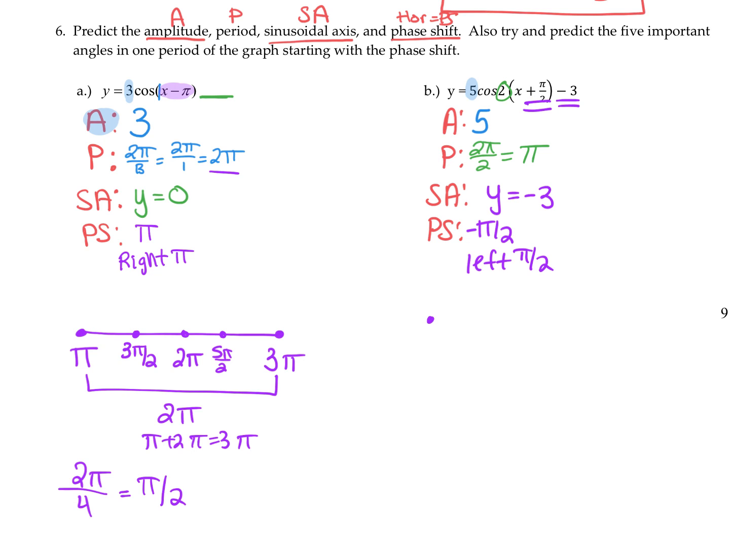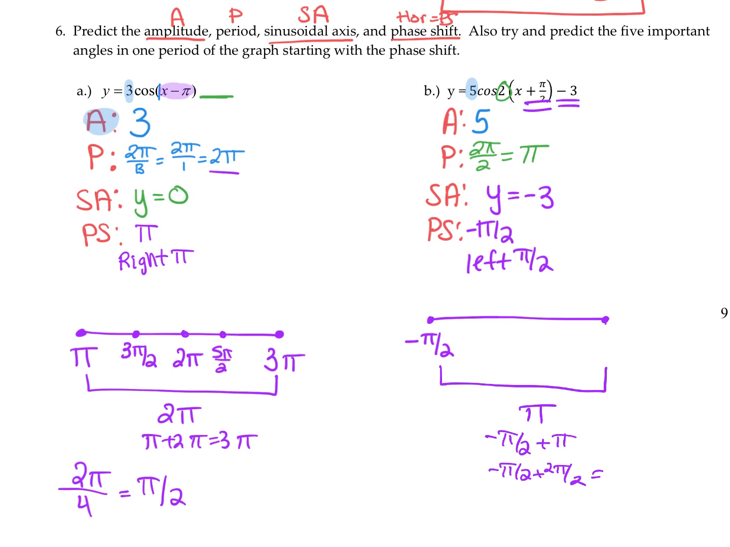So if I'm starting left pi over 2, that means I'm starting at negative pi over 2. And now the length of my cycle is pi. So negative pi over 2 plus pi, which would be negative pi over 2 plus 2 pi over 2, means that this is going to end at pi over 2. So I'm going to take my cycle, divide it by 4, that means my intervals are pi over 4. So I'm going to have negative pi over 4, 0, pi over 4, and then pi over 2. And those would be my critical points.